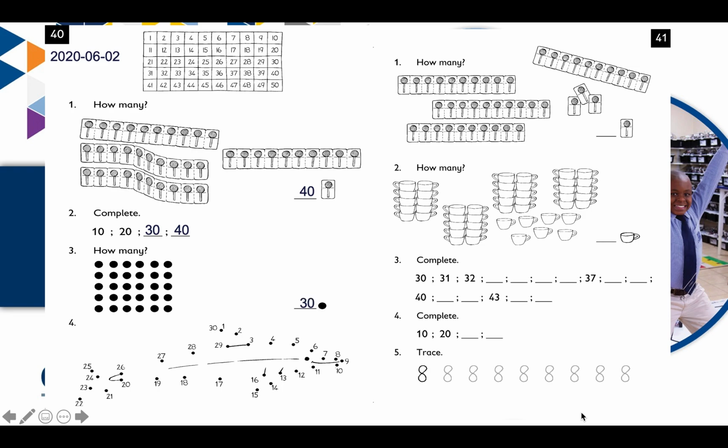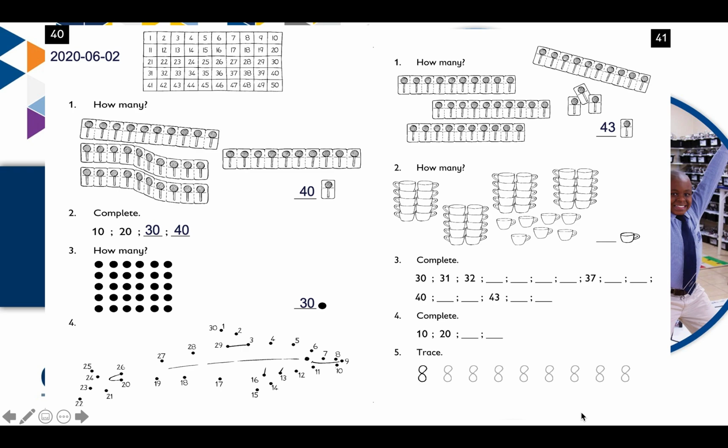Right, for number 4, you are just connecting the numbers up together to create our shape. Going on to page number 41, we are counting our suckers again. They are each in strips of 10, so we're counting in tens. So we have 10, 20, 30, 40. And then we have 3 little suckers on the side there. So 40 plus 3 is 43.